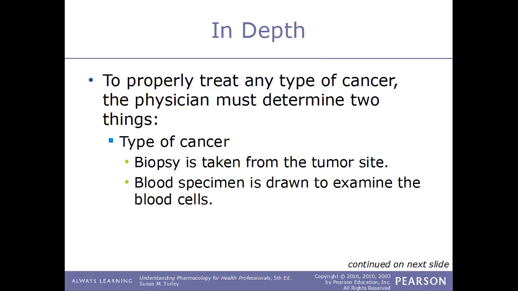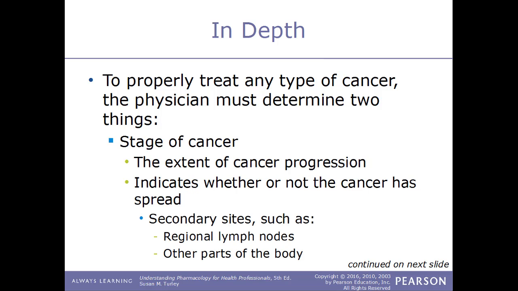Now, to properly treat any type of cancer, the physician must determine two very important things. The first one is the type of cancer, and this is done by biopsies being taken from the tumor site, or also blood specimens that are drawn to examine the blood cells. The second point is the stage of the cancer. This shows the extent of the cancer progression, and indicates whether or not the cancer has spread to secondary sites in the body, such as lymph nodes or other parts of the body in general.